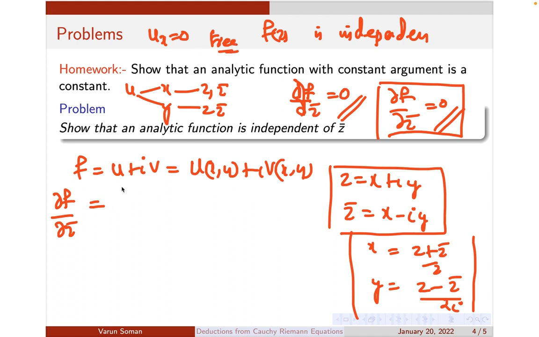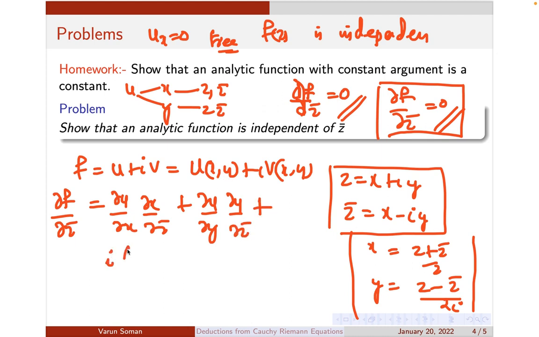So I'll write it down so you can understand. This will simply be dou u by dou x into dou x by dou z bar, plus dou u by dou y into dou y by dou z bar, in this case, plus i into dou v by dou x into dou x by dou z bar, plus dou v by dou y into dou y by dou z bar.